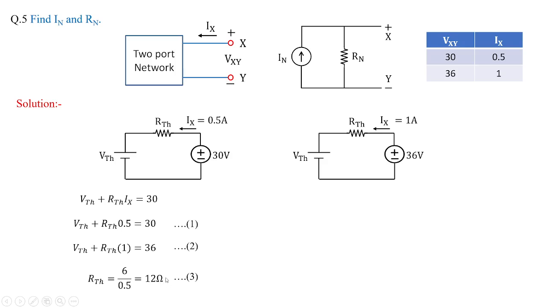Once 12 ohms is obtained, I can make use of equation 1 and equation 2 to get the value of open circuit voltage, which is here obtained to be 24 volts. Once voltage is obtained and resistance is obtained, it is easy to calculate the current, which is nothing but open circuit voltage by resistance. So the value is here, it is 2 amperes. So resistance value is 12 ohms and current is 2 amperes. So this is how the questions are framed for electrical paper in GATE 2026.